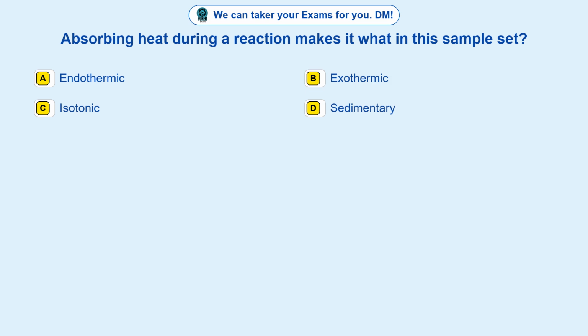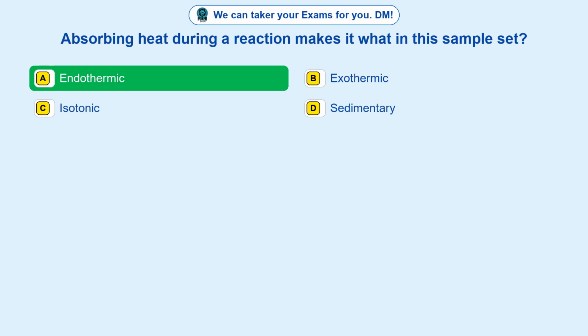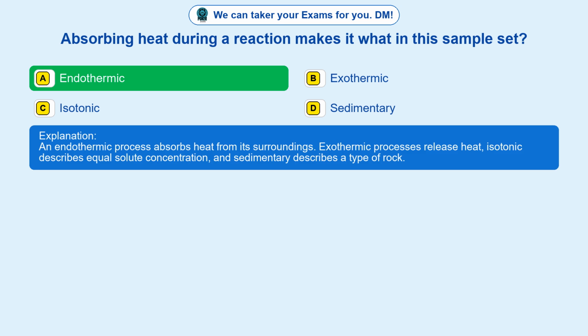Question 47. Absorbing heat during a reaction makes it what in the sample set? Option A, endothermic. Option B, exothermic. Option C, isotonic. Option D, sedimentary. The correct answer is option A, endothermic. An endothermic process absorbs heat from its surroundings. Exothermic processes release heat, isotonic describes equal solute concentration, and sedimentary describes a type of rock.